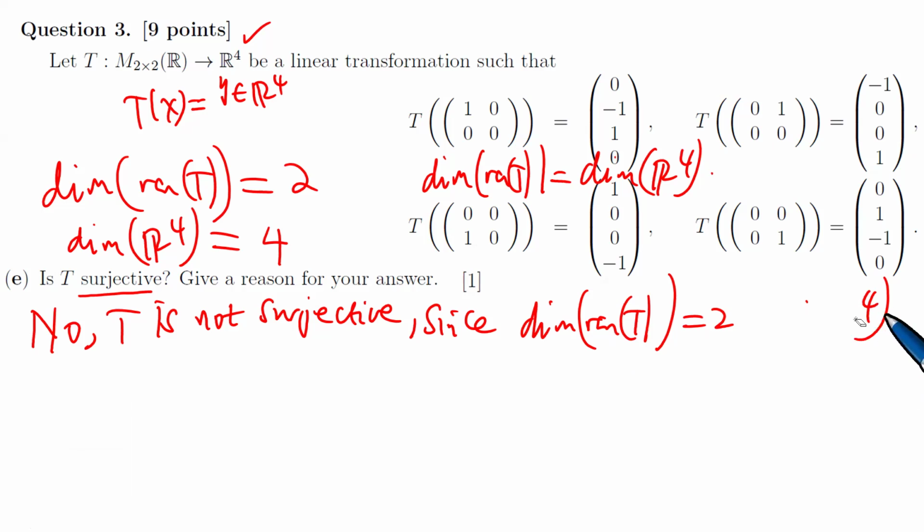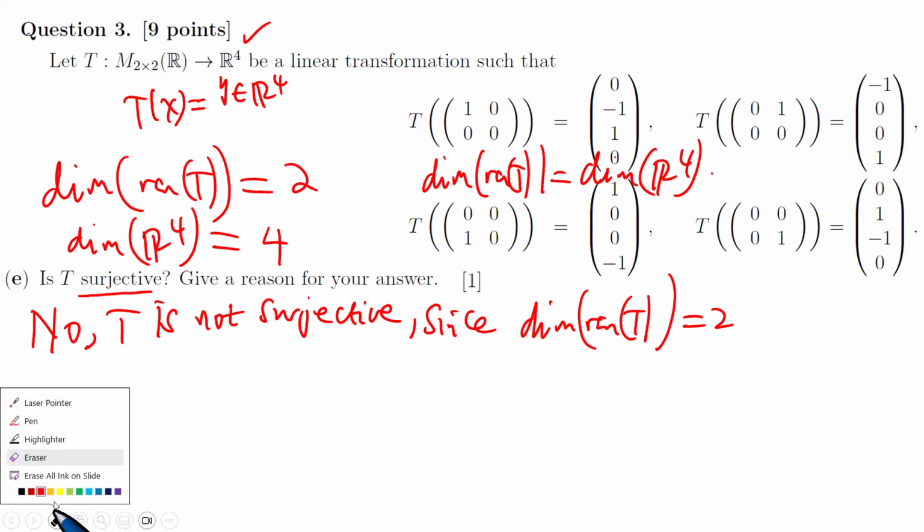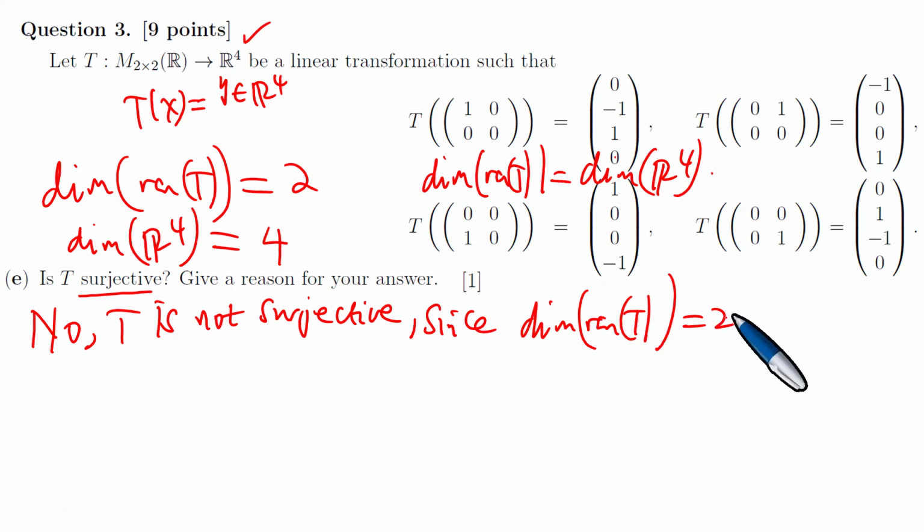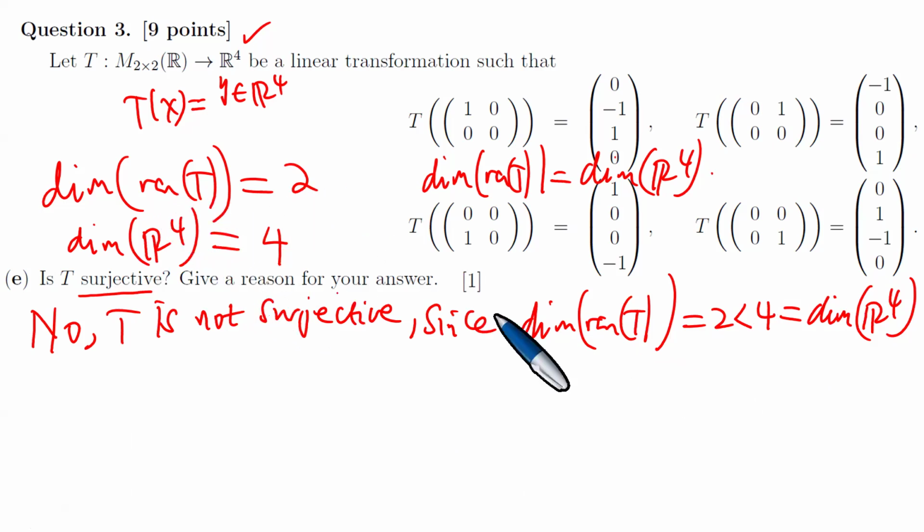So at this point, we make the observation: the dimension of the range is 2, but 2 is strictly less than 4. They must be equal to each other, but they're not. 2 is less than 4, where the 4 is the dimension of the codomain. So obviously we can see the dimension of the range is smaller than the dimension of the codomain. So therefore this makes us say that T is not a surjective linear transformation. Okay, so any question?